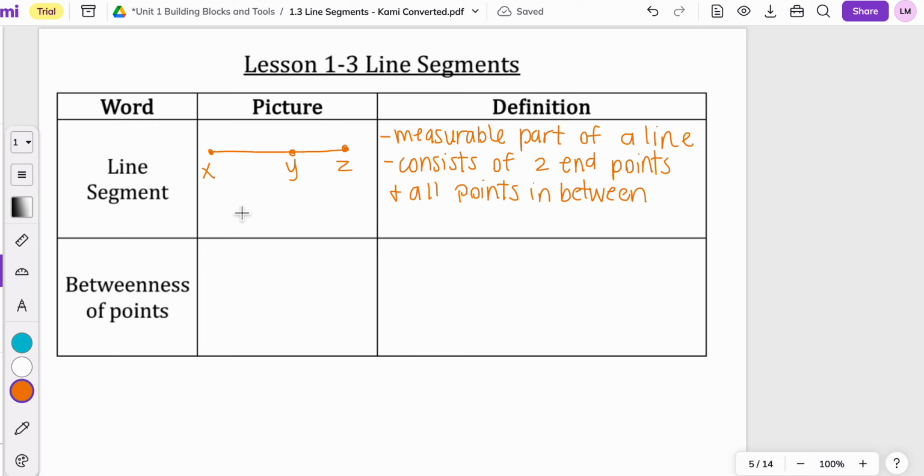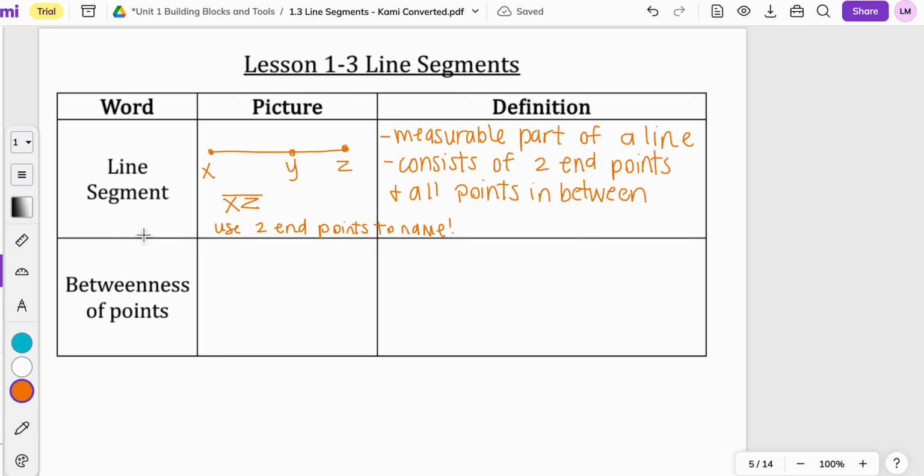And how we're going to name this is we're just going to use the endpoints. This is line XZ, and what we're going to do is just put a line on top of that. That just stands for line segment XZ. So use two endpoints to name.